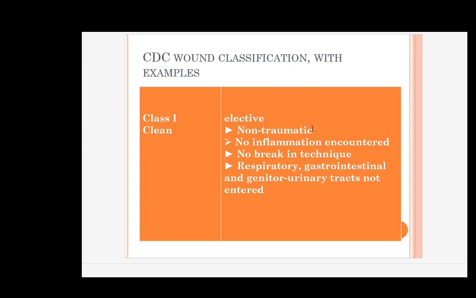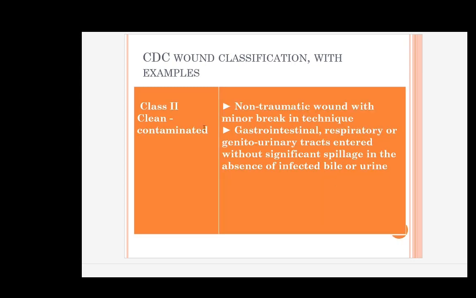In these clean wounds, there is no trauma associated with it. Because we are using a scalpel, of course, it does produce a bit of trauma, but it is a very focused area of trauma. There is no inflammation encountered because the tissues are not inflamed, it is normal tissue. And there is no breakage in technique. What do you mean by no breakage in technique? There is no contamination with any extraneous source of infective material. Also, we are not entering into the respiratory tract, the gastrointestinal tract, or the genitourinary tract. Okay. Then we go to class 2. Class 2 is basically called clean contaminated. In clean contaminated, there's a non-traumatic wound with minor breakage in technique.